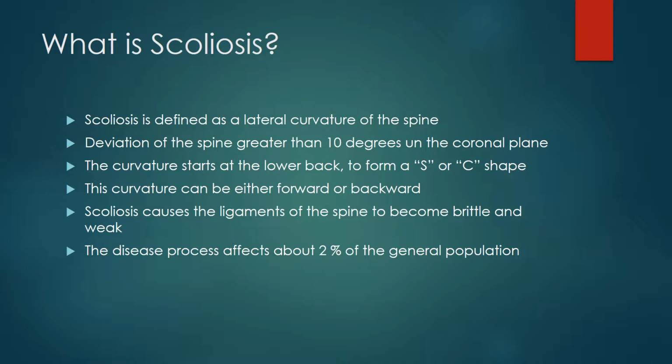What is scoliosis? Scoliosis is defined as a lateral curvature of the spine, a deviation of the spine greater than 10 degrees in the coronal plane. The curvature starts at the lower back to form an S shape or a C shape. This curvature can be either forward or backward. Scoliosis causes the ligaments of the spine to become brittle and weak. This disease process affects about 2% of the general population.